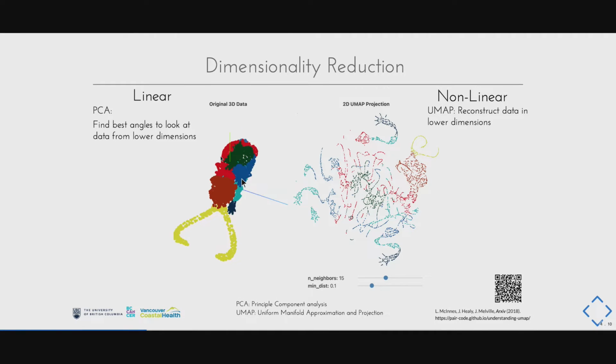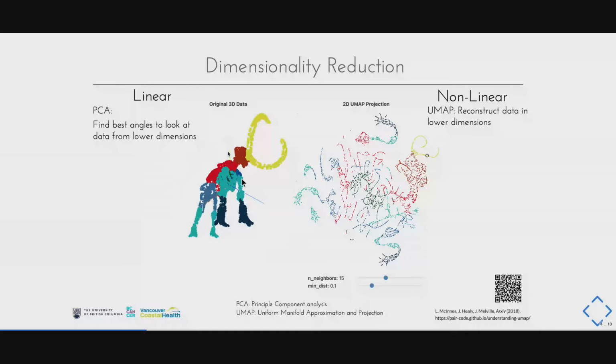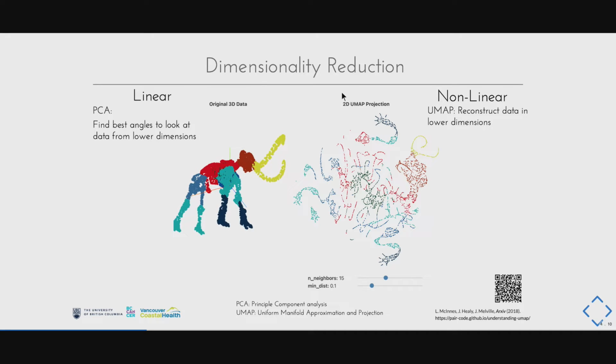The most classical linear dimension reduction algorithm is PCA, which stands for principal component analysis. You can think of PCA as just rotating the data until you find a new viewing angle that best describes the data. In other words, PCA does dimension reduction by finding the best projection angle. It doesn't really alter the data structure.